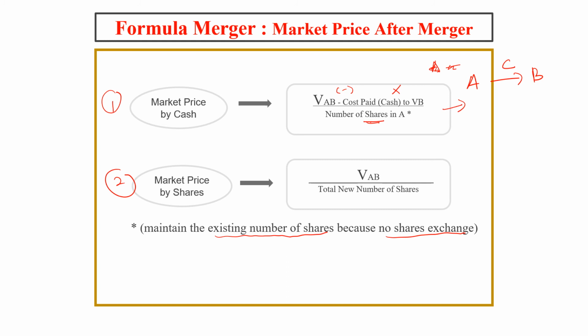It means, when A acquires B, for B's shares, we will not acquire all the shares of B, because we merge the company by cash. So the number of shares is only in firm A. But if it is market price by share, you just put here value AB and then the new number of shares. Because we buy another company, or merge another company, by share. So that's why we put the total shares of A and B, because at the end it will become AB.